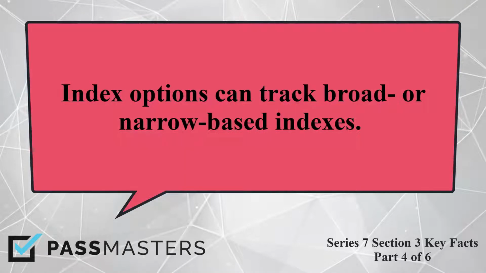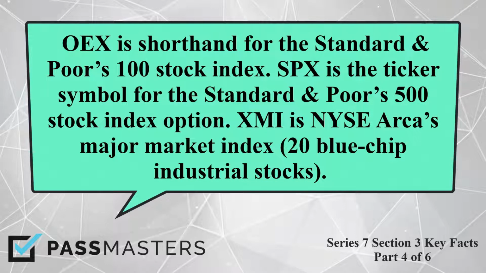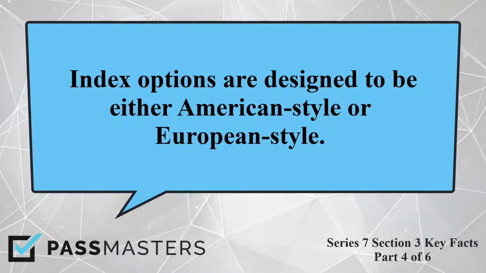Index options can track broad or narrow-based indexes. OEX is shorthand for the Standard & Poor's 100 stock index. SPX is the ticker symbol for the Standard & Poor's 500 stock index option. XMI is NYSE ARCA's Major Market Index, 20 blue chip industrial stocks. Index options are designed to be either American style or European style.